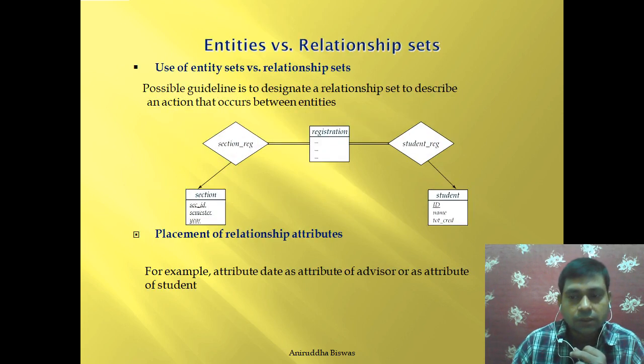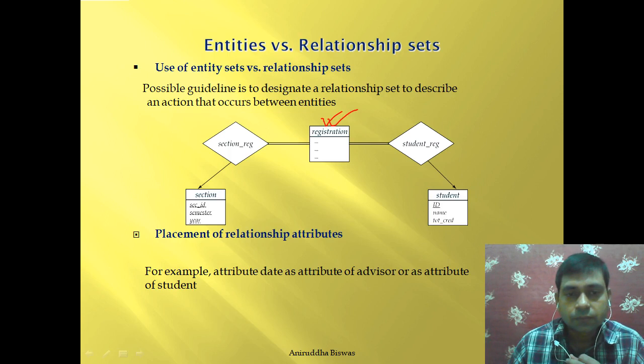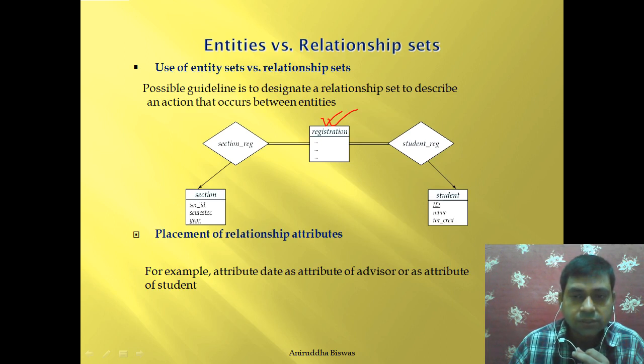Now coming to the discussion on entities versus relationship sets. Here in a single diagram we can see that registration is an entity where there are two relationships, section registration and student registration. Section registration is connected with an entity called section, and student registration is also connected with an entity called student. So this is how the entities and relationship sets are connected.